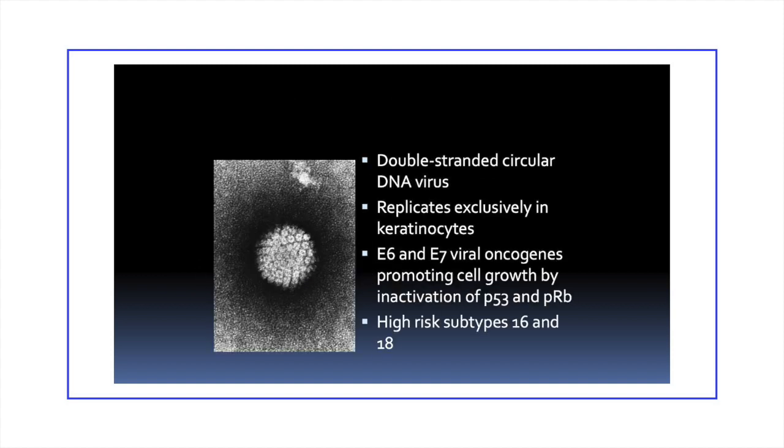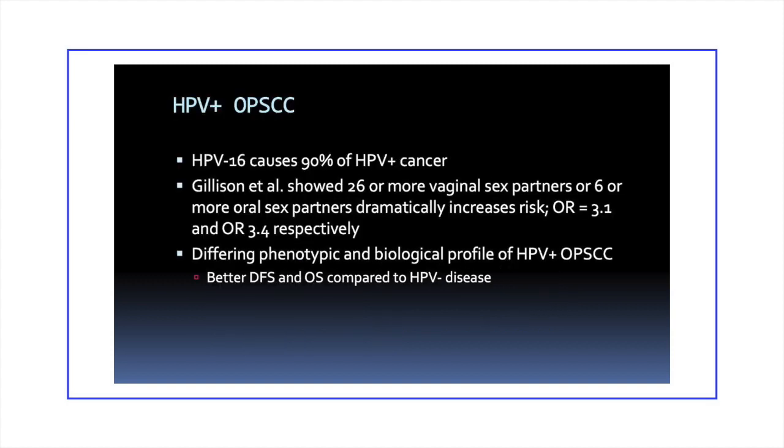As you recall, HPV is a double-stranded circular DNA virus, and it replicates exclusively in the keratinocytes. The E6 and E7 viral oncogenes are what promote the cell growth by inactivation of P53 and the PRB gene. The high-risk subtypes that cause cancer are type 16 and 18. HPV 16 causes more than 90% of HPV-positive cancer in the head and neck. Gillison et al. showed that 26 or more vaginal sex partners or 6 or more oral sex partners dramatically increases the risk of having HPV-related cancer.